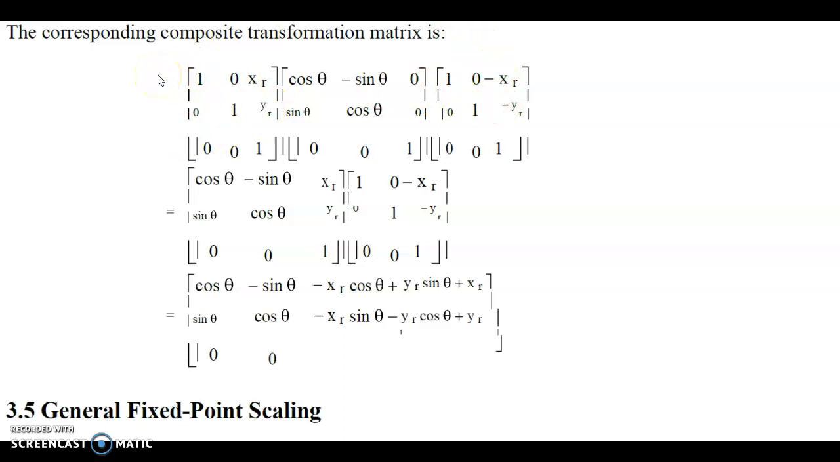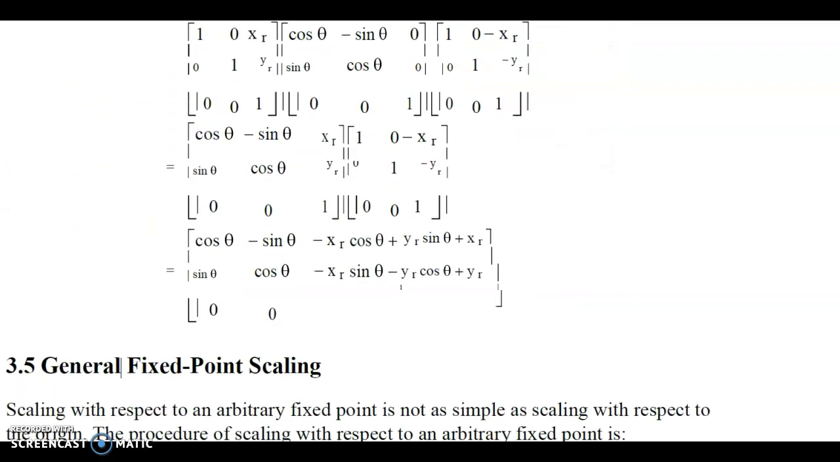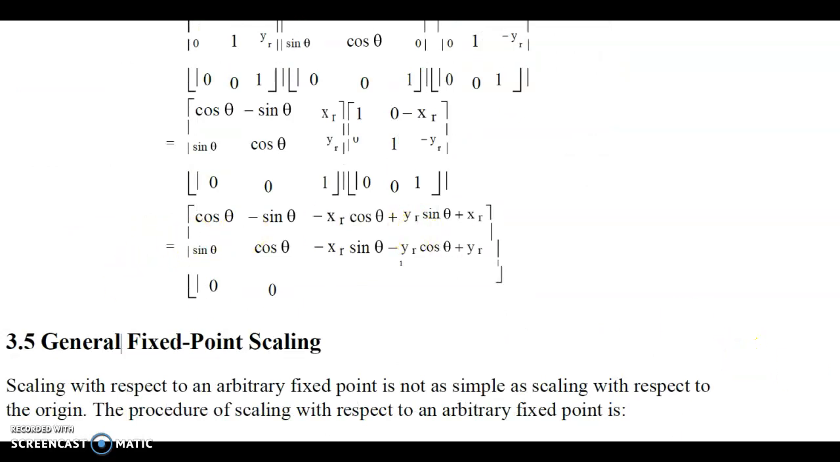Now let us take the usual norm, which is the column matrix. First we move this point to the origin, moving it by the position minus xr, yr. Then we rotate by angle theta, then move it back with the position xr, yr. If you multiply these, you will get the resulting answer. So this will be the resulting matrix.